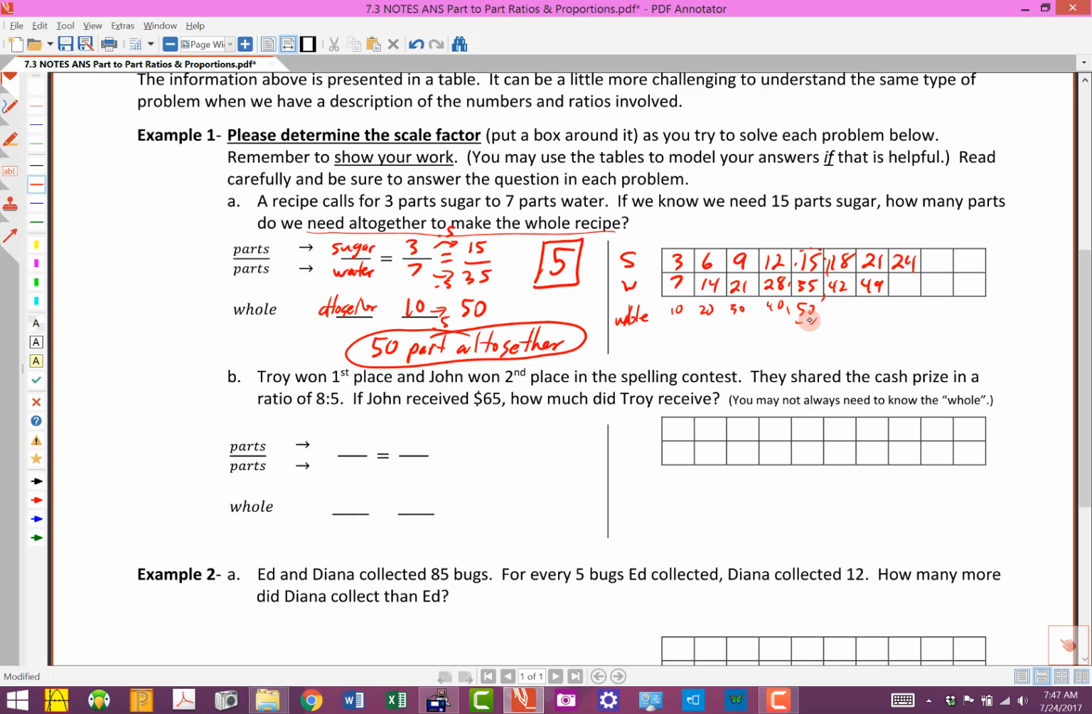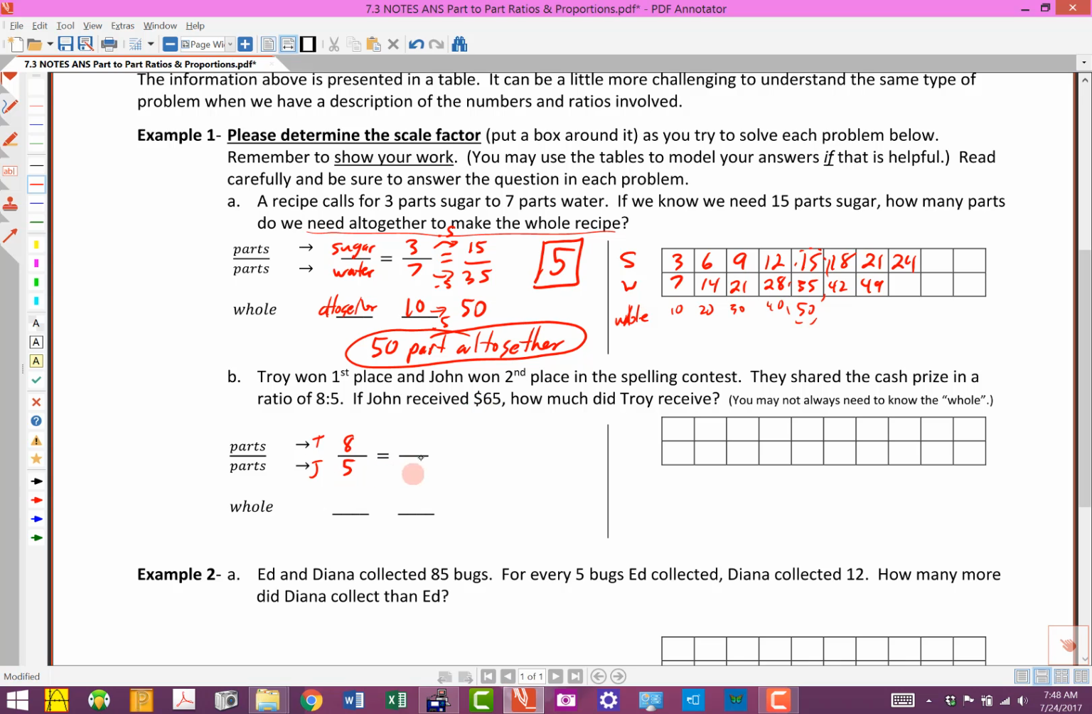Okay. Next one. Tony won first place and John won second place in the spelling contest. They shared the cash prize in a ratio of 8 to 5. Okay. So ratio of 8 to 5. So I'm going to move these over just a little bit, and I'm going to keep track of, Troy won first place, so he won more, so this is going to be John. And it says if John received 65, how much did Troy receive?